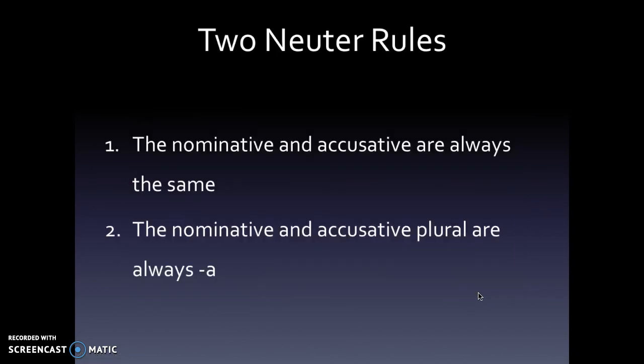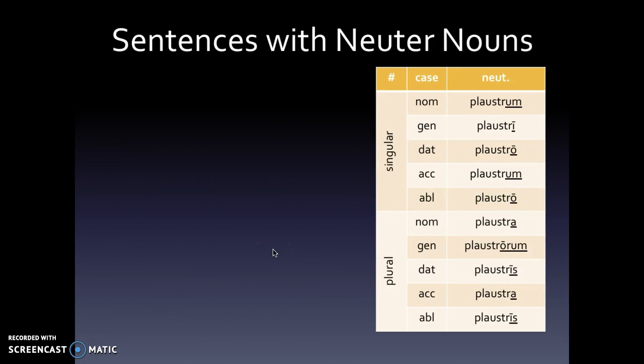There are two neuter rules that you need to know. Knowing these rules will make your lives immensely easier. The nominative and the accusative are always the same. This is true in every declension. The nominative and accusative plural are always A. Again, this is true in every declension. So let's have a couple examples, specifically with the word for wagon.